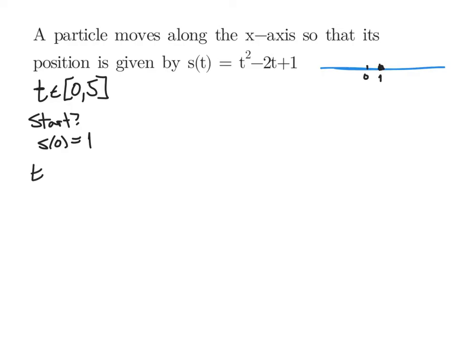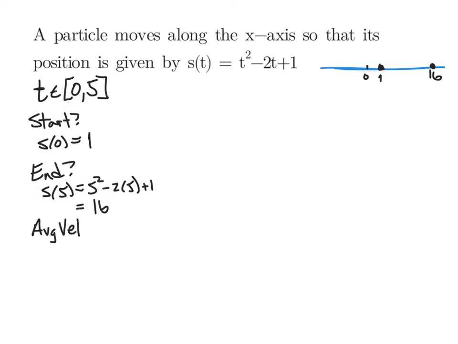Where does it end? At the end of the interval, that's when time is at 5 seconds. So we need to find s of 5. So 5 squared minus 2 times 5 plus 1, that looks like 16 to me. So it's going to end up way over here at 16. Since we know its beginning and its end, we can find the average velocity without a problem. Right? Just find its change in position, 16 minus 1, over its change in time, 5 minus 0. 15 divided by 5 is 3.